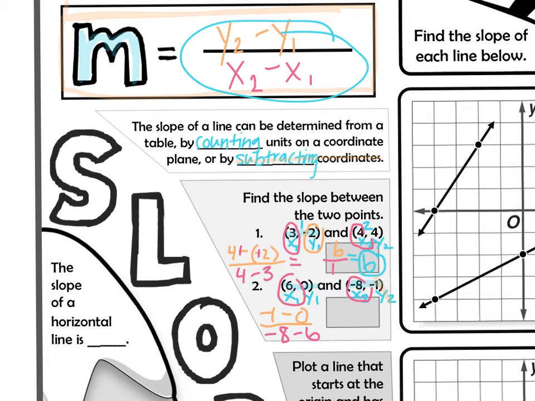Then we just subtract across the top, and so we have -1 minus 0 is -1. -8 minus 6 is -14. And so we have 2 negatives here, negative and negative. That will be a positive, so it's 1/14 as our answer.